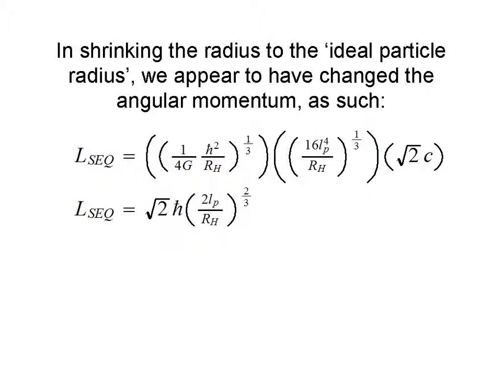In shrinking the radius to the ideal particle radius, we appear to have changed the angular momentum. We have our SEQ mass times the number of SEQ we're compressing, times our particle radius, times our tangential velocity, and we find that the angular momentum is now less than the conserved value by a factor of 2lp divided by r sub h to the 2/3 power.